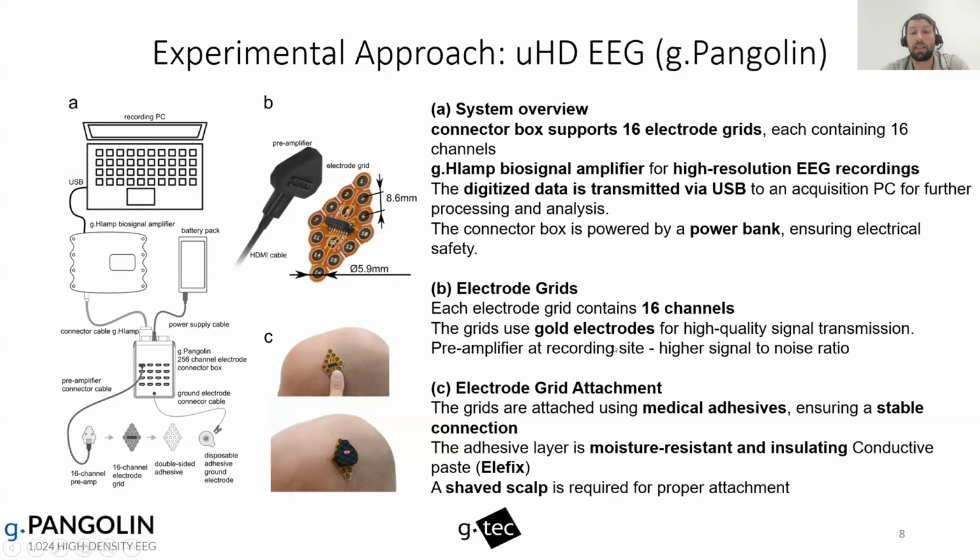So as I said, each grid has 16 channels, which are gold electrodes, and we power the connector box with a battery pack, and we use a ground electrode with standard disposable adhesives. Normally, for my studies, we used it at the mastoid, but you can place the ground on other locations as well. For example, if you want to measure EMG or ECG, which the system can also be applied for.